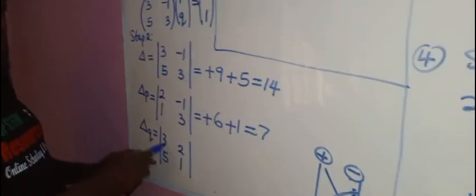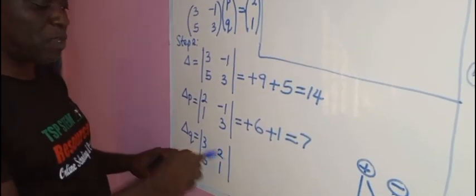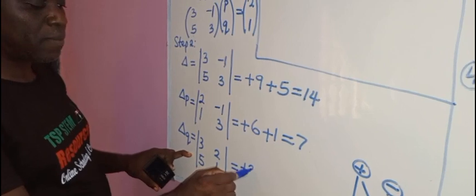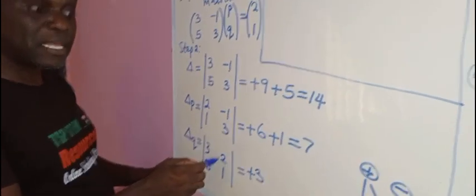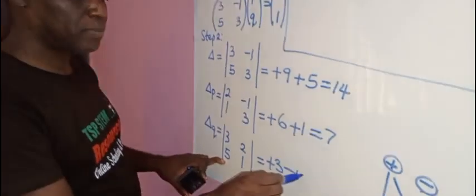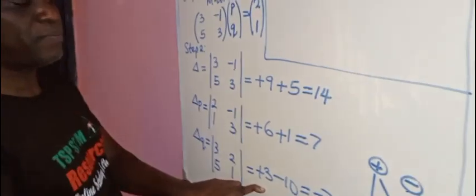You come here again, the same process. You cross like that for this minus. 3 times 1, 3 times plus, that's plus 3. Then 5 times 2, 10 times minus 10. So plus 3 minus 10, that gives you minus 7.